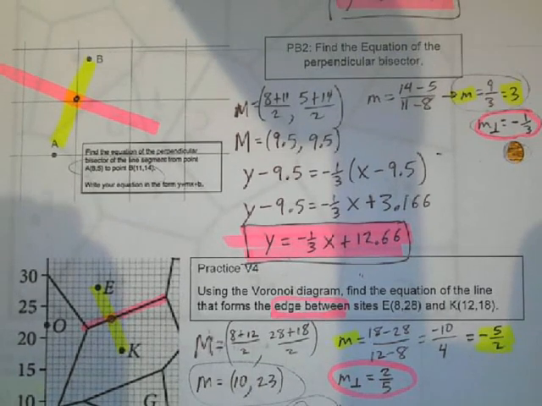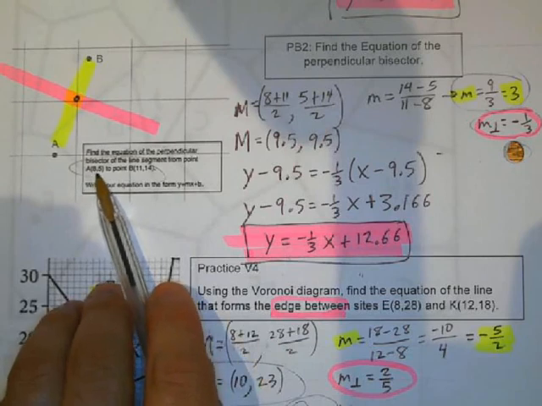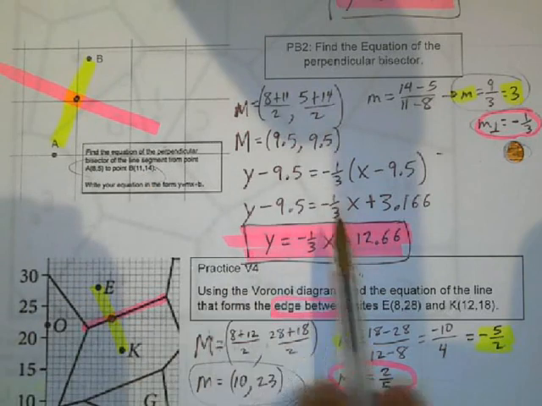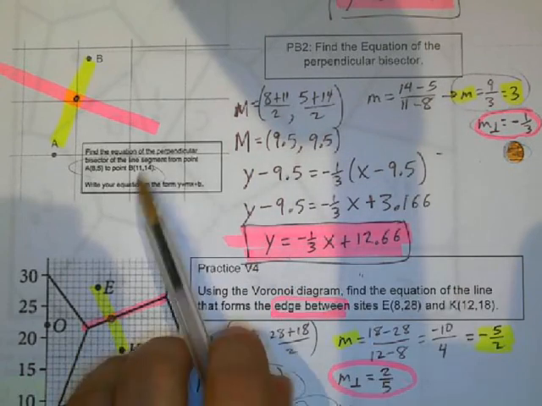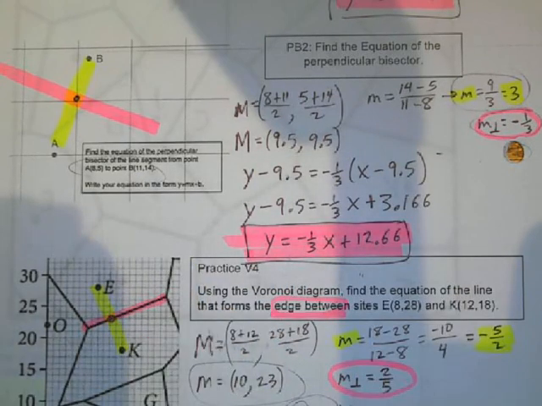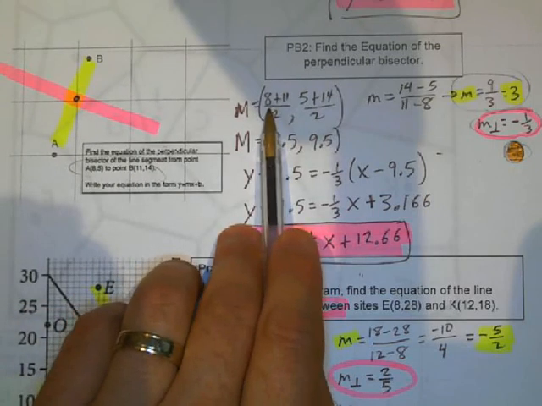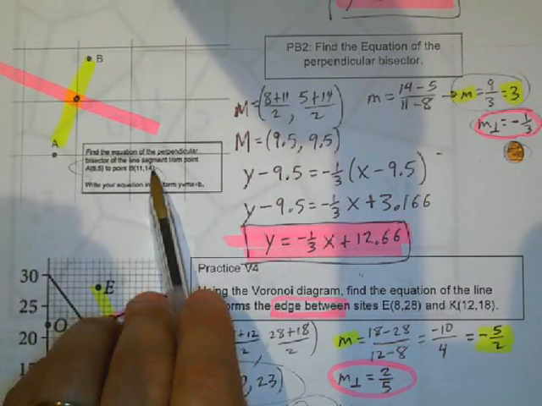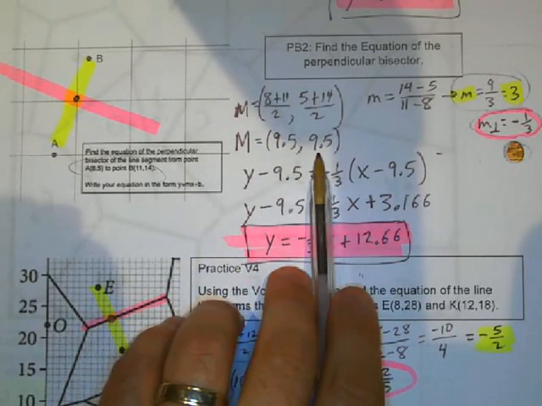Okay, so they've given me 2 points, (8, 5) and (11, 14). So the first thing I need to do, well, I have to do 2 things. I need to figure out the midpoint, and I need to figure out the slope. So to figure out the midpoint, I take the averages of the x values, 8 and 11, and the averages of the y values, 5 and 14, and then we get our midpoint is (9.5, 9.5).